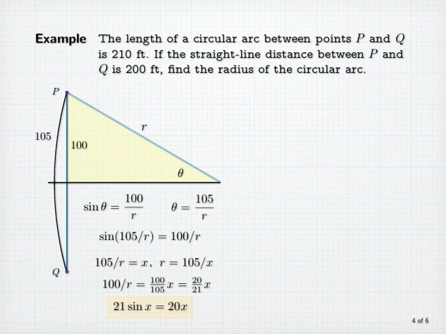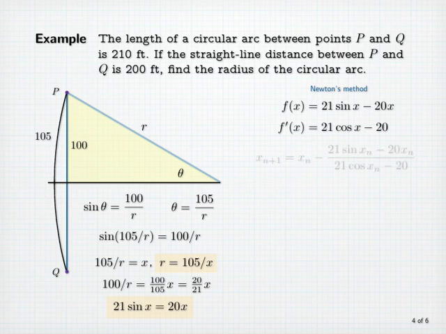Once we solve it for x, we'll then use the equation r equals 105 divided by x to find the radius r. So to find a solution of our equation, we'll use Newton's method, and so we need to recast this as a root finding problem. We let f of x equal 21 sine x minus 20x. The derivative is 21 cosine x minus 20, and so the Newton's method formula is xn plus 1 equals xn minus f of xn divided by f prime of xn as usual.